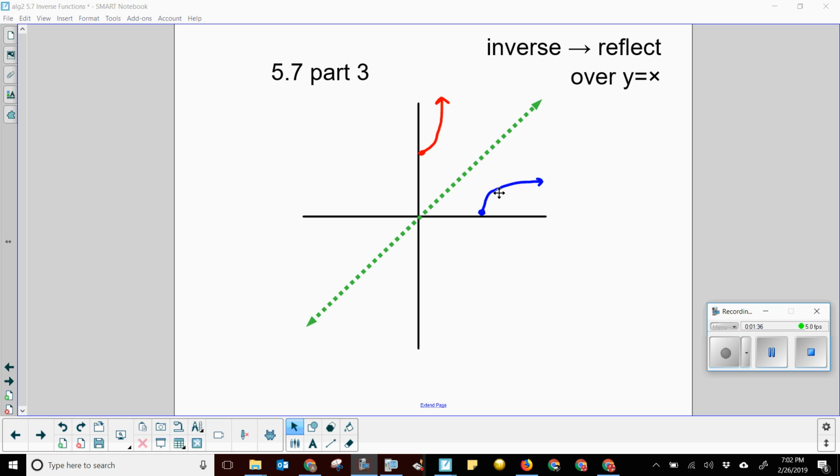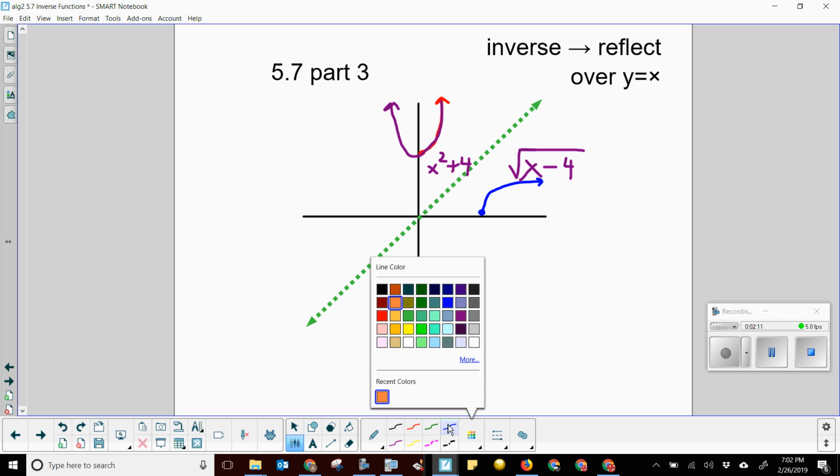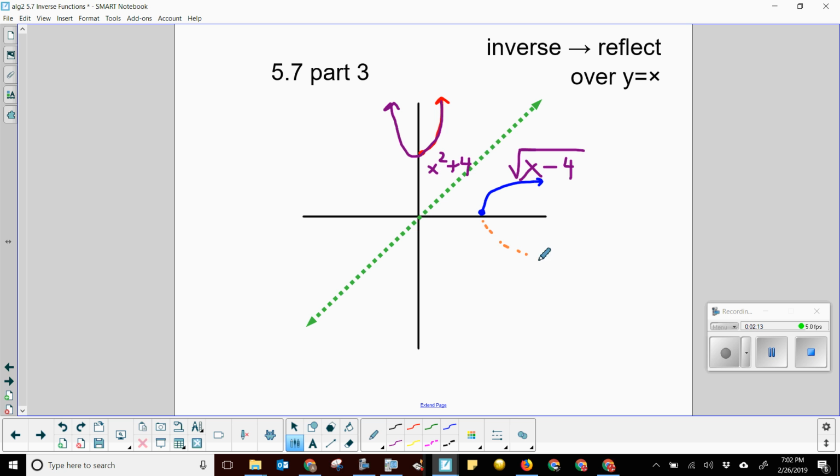Usually when we do the inverse of a square root, if this is the square root of x, let's say plus, nope, because that sends us to the left, minus 4, then the inverse would be x squared plus 4. However, we know x squared plus 4 is actually this graph. So we're going to have to say, look, because we don't have this part of the graph here, we cannot have this part of the graph here.